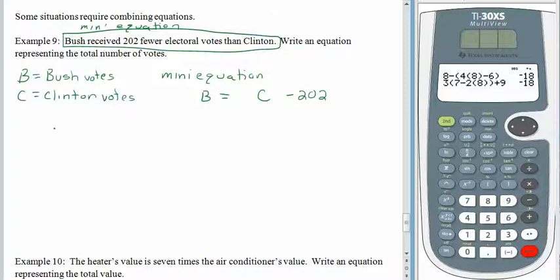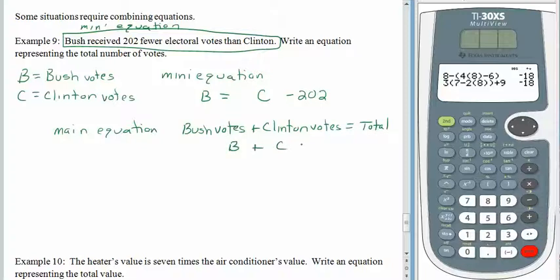My main equation should be about a total. Bush votes plus the Clinton votes will give me a total. So my main equation is, how do I create that total? B plus C is equal to T. But I have more information than just this.